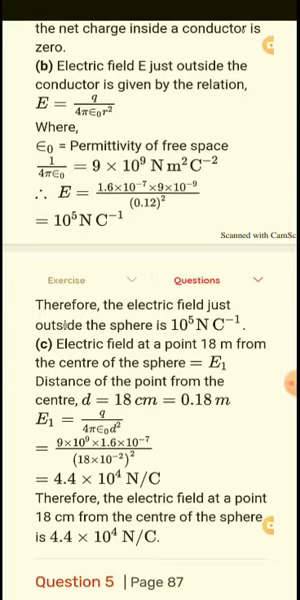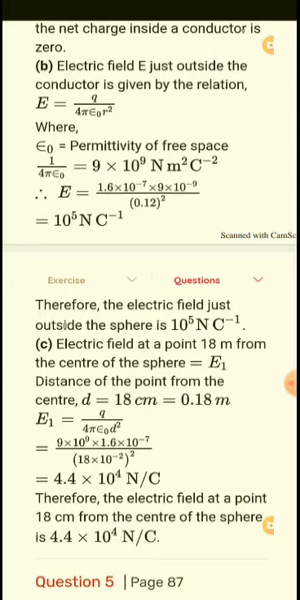So if you substitute these values, E is equal to 1.6 into 10 to the power of minus 7 into 9 into 10 to the power of 9, divided by R squared, where R value will be 0.1 to the whole square. If you simplify all these things, we will get 10 to the power of 5 Newton per Coulomb. So this is the electric field E just outside the conductor. Then we can go for the C question.